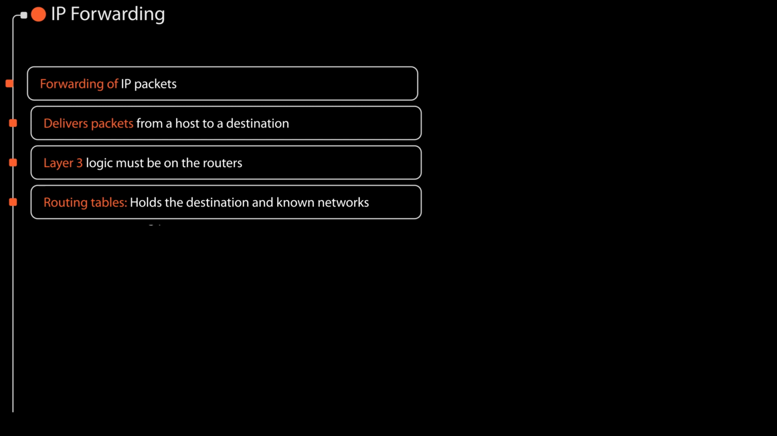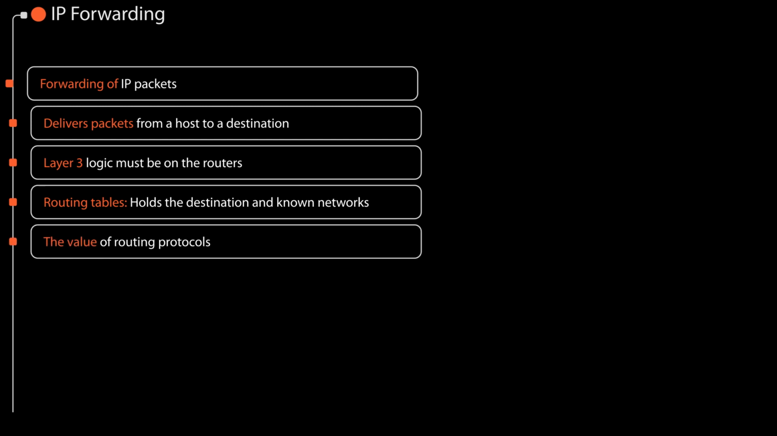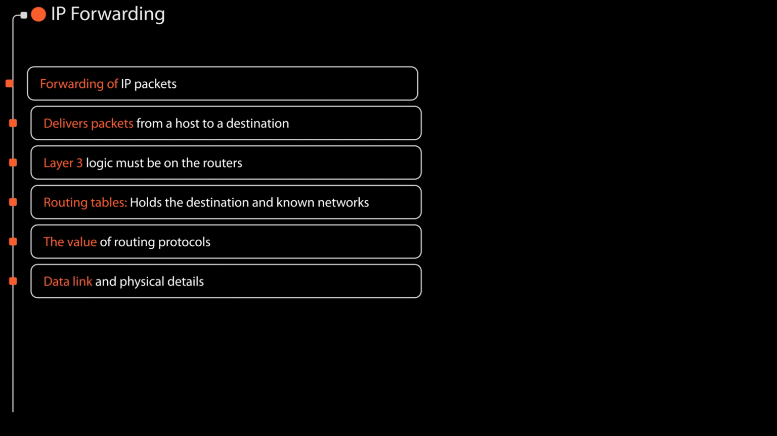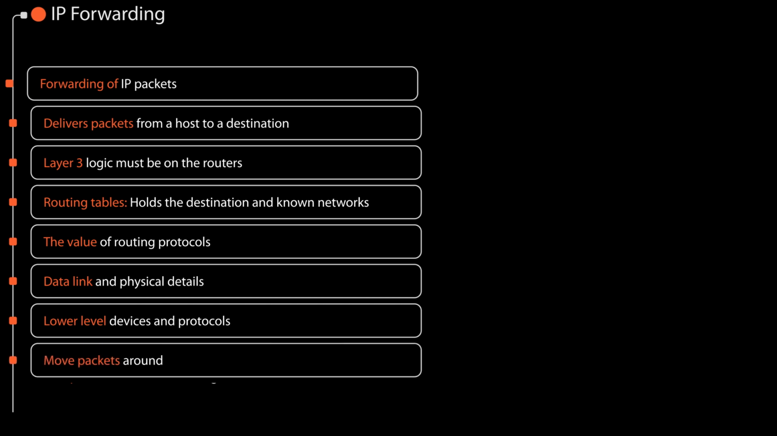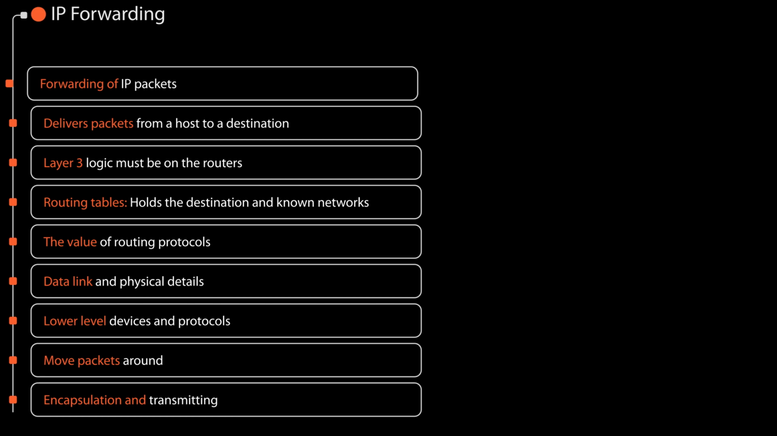The routing protocol relies on data link and physical details at each link in the network. IP routing relies on serial WAN links, Ethernet WAN links, Ethernet LANs, and many other networks to implement these data link and physical layer standards. These lower layer devices and protocols move these IP packets around the TCP/IP network by encapsulating and transmitting the packets inside data link layer frames.